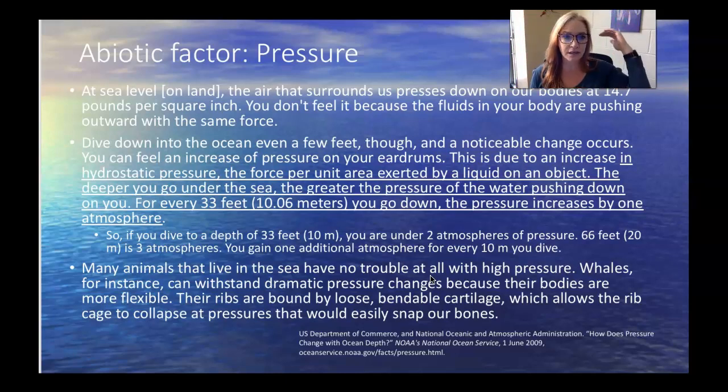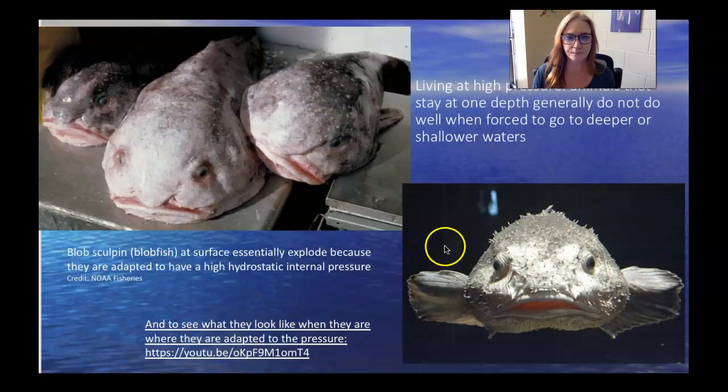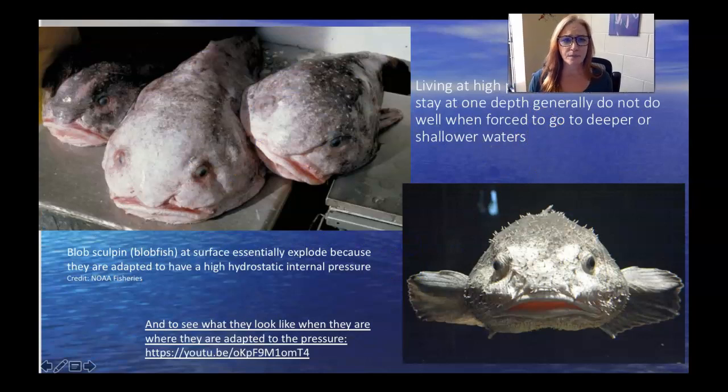Other animals, you're either at 2 atmospheres, or you can live at 3 atmospheres, or you can live at 4 atmospheres, and that's it. Your body is adapted to that pressure. And again, if you're adapted to a certain pressure, you generally do not do well if you are suddenly put into a different atmospheric pressure.